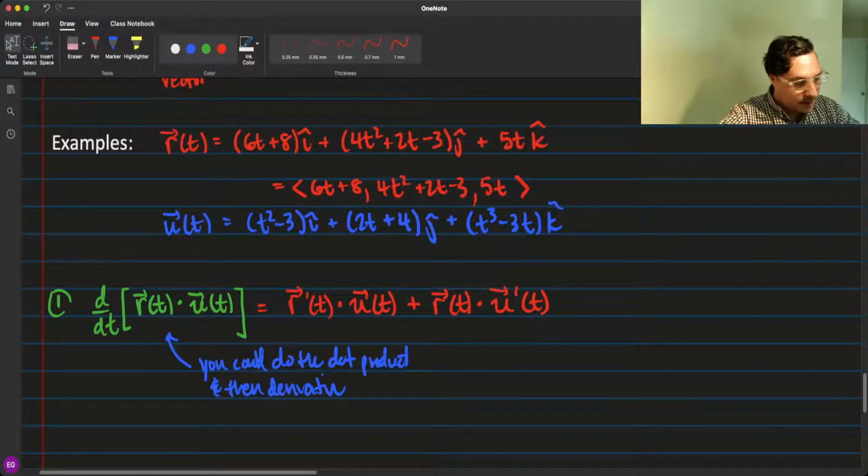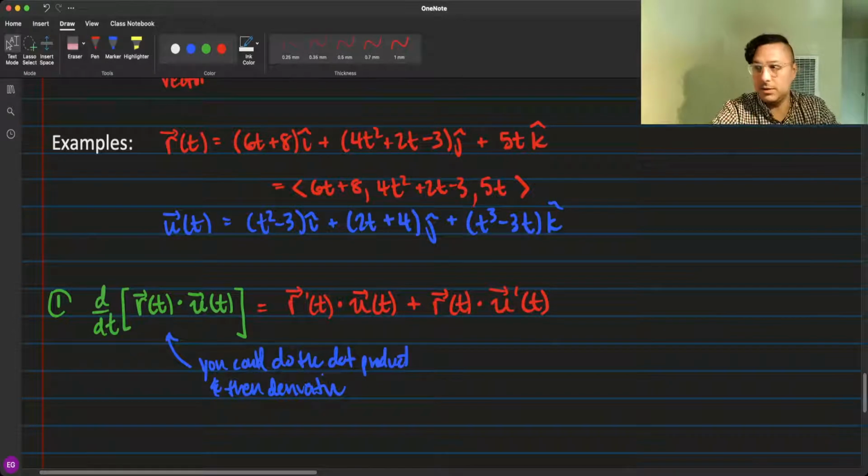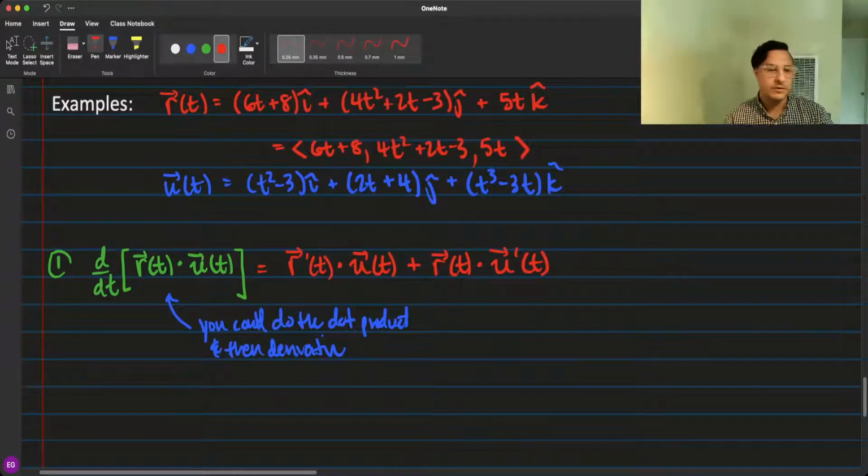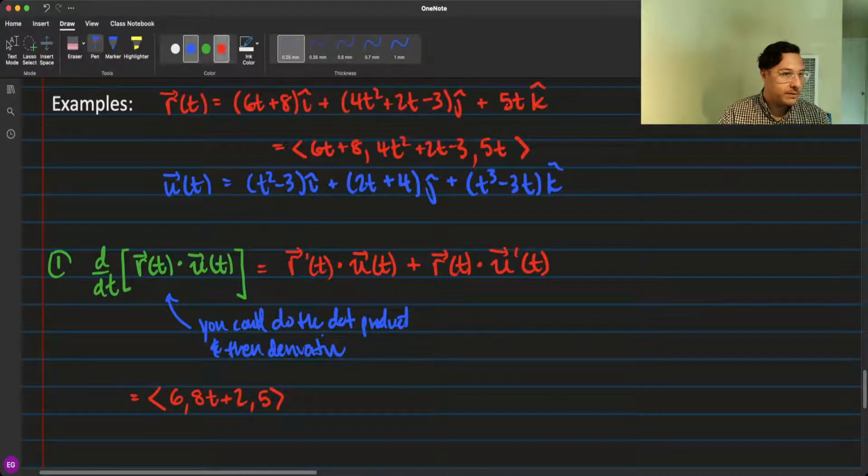Let's set this up and go through the calculations. I like doing this in component form, so we're going to do it in component form. If you look at your component form of r, you take the components piecewise, remember? The derivative of 6t minus 8 is going to be 6. The derivative of 4t squared plus 2t minus 3 is going to be 8t plus 2. And the derivative of 5t is going to be 5. So that's your r prime of t.